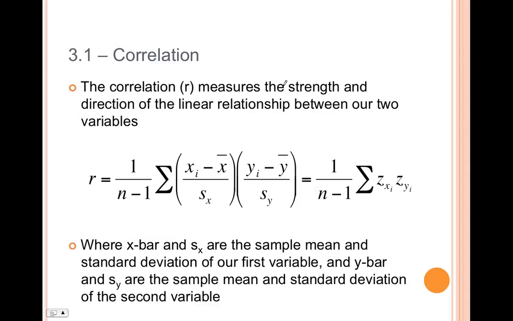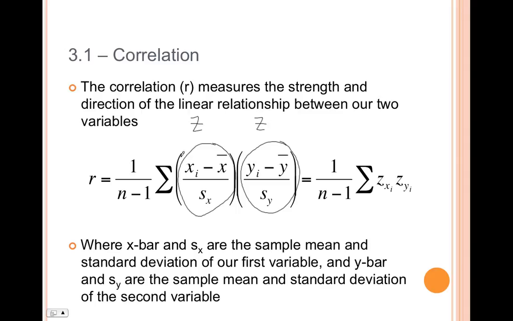Do not write this down. It's in your reference sheets and you will never use it. This is the actual formula for correlation. And if you notice, what does this look like? I have individual x values minus x bar over the standard deviation in the x direction. This is a z-score. And this is also a z-score.